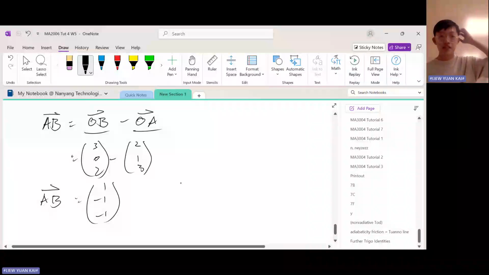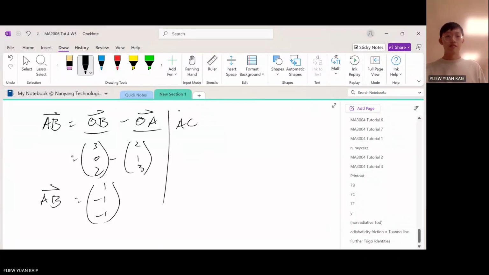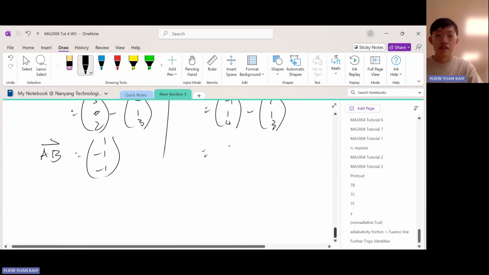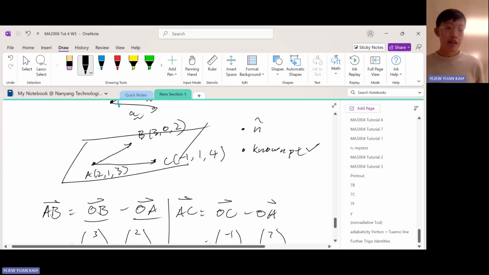Now we want to find the vector AC. Again, you write this in terms of its position vectors, namely OC minus OA. Then you go find its coordinates. So OC is given by the coordinates negative 1, 1, 4. Therefore, its position vector will be negative 1, 1, 4. And OA, we already saw, is 2, 1, 3. Calculate this, it will be negative 3, 0, 1. So this is AC. Finally, we have found two vectors which are in this plane, namely AB and AC.